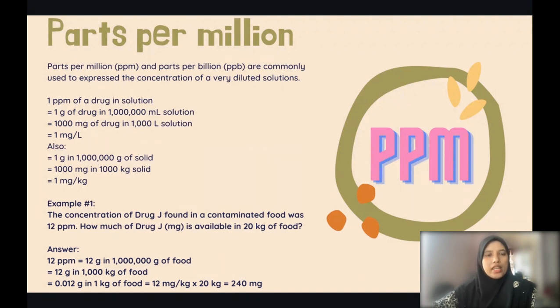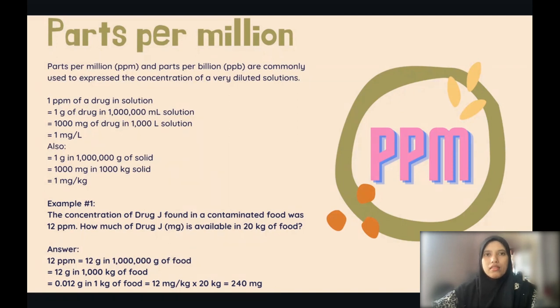If we say there's 1 ppm of a drug in solution, it means there's 1 gram, again 1 part means 1 gram or 1 ml, 1 gram of drug in 1 million ml of solution. That will be equal to 1000 milligram of drug in 1 liter of solution, which corresponds to 1 milligram per liter.